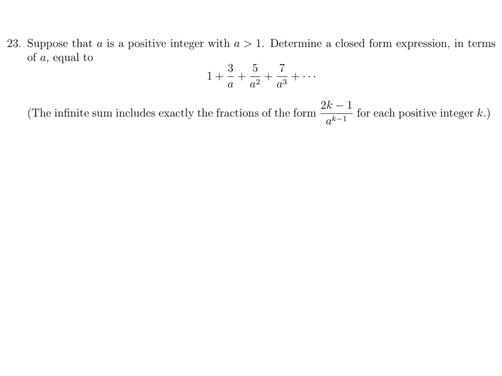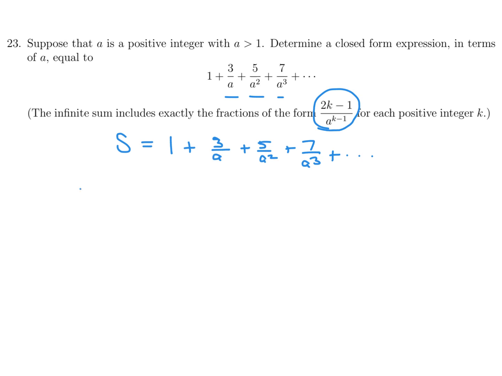Suppose that a is a positive integer with a greater than 1, and determine a closed form expression in terms of a for 1 plus 3 over a plus 5 over a squared plus 7 over a to the power 3, continued. Let's call that S. So that's 3 over a, 5 over a squared, 7 over a to the power 3, and so on. And they've given you an expression for each of these terms. How did they actually get it? It's 2k minus 1 over a to the power of k minus 1.